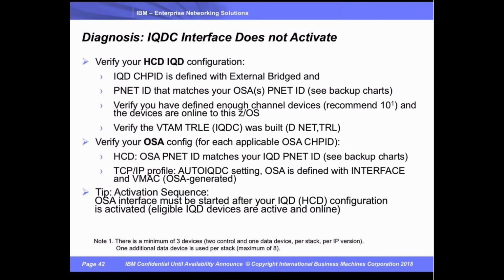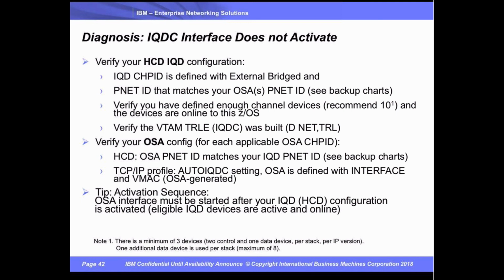And just as a starting point, if things aren't working well, issue the display of the VTAM TRLE, the IST TRL command, or D NET,TRL, just to see: did we build one of these HiperSockets dynamic TRLEs? That's a key indicator. And is the dynamic interface for the HiperSockets, the converged interface, displayable from the stack's perspective? These are all little clues to help you figure out why it's not working.